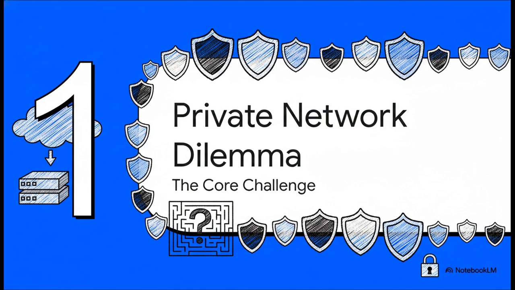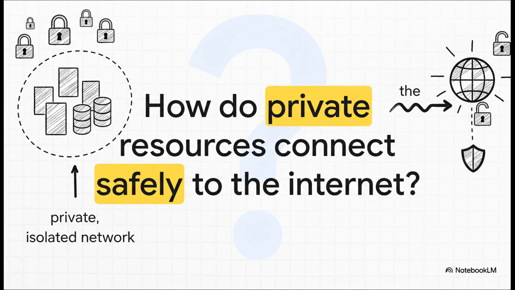Okay, first things first. Why do we even need something like Cloud NAT? Well, it all boils down to this classic fundamental challenge that pretty much every single network architect has to deal with. And here it is, the big question. How do your private resources connect to the internet safely? I mean, you've done all this work to build your infrastructure inside a private, super secure, isolated network. But then, inevitably, those resources need to reach out to the rest of the world. So how do you let them talk outbound without just letting anybody and everybody talk inbound?